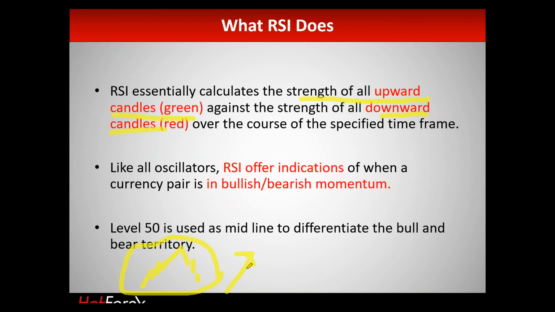Okay, so basically, simple RSI offers an indication of when the currency pair is in bullish or bearish momentum. How do we want to know it is in bullish or bearish momentum? We use the level 50 as the midline to differentiate the bull from the bear territory. Okay, remember, RSI we can use to identify the bull or the bear market, or bull or bear sentiment.